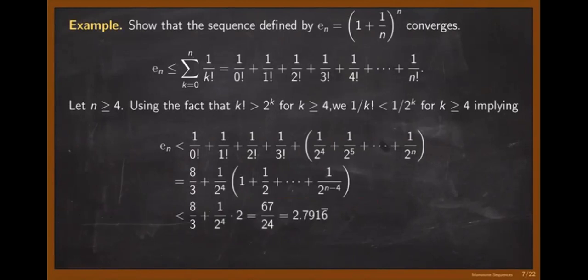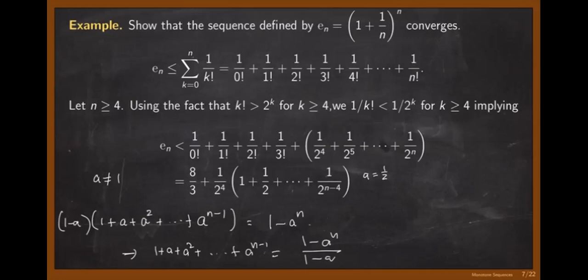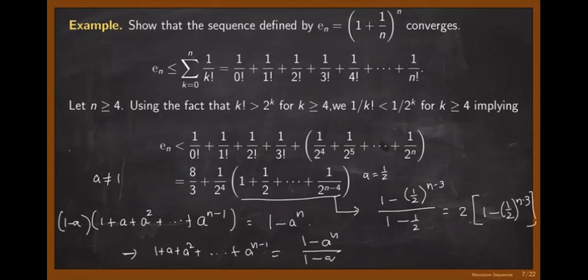Ano mangyayari dyan? What has happened? Oh, hindi ko pinakita. So let me show you what happened over here. Ito ngayon, equal siya sa 1 minus 1/2 raised to n minus 3 over 1 minus 1/2. Okay? But 1 minus 1/2 in the denominator is equal to 1/2. And therefore, this is 2 times 1 minus 1/2 raised to n minus 3. But you know, kahit na ano pa ito, let me emphasize this one, kahit ano pa to, that is just less than 1. Okay? Kaya ito, less than 2. Kaya lahat ito, this is nothing but a number less than 2.